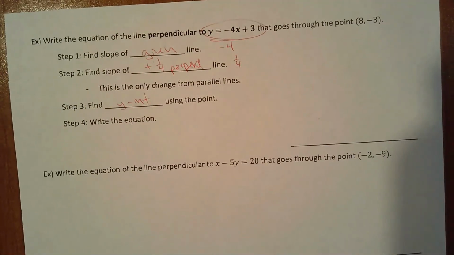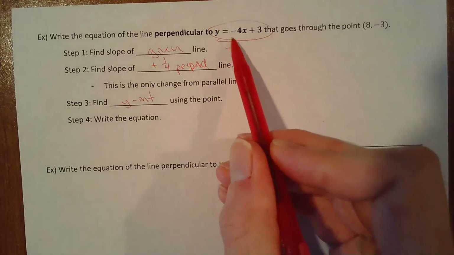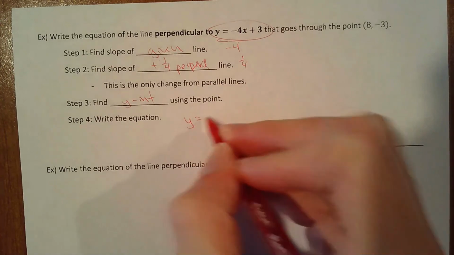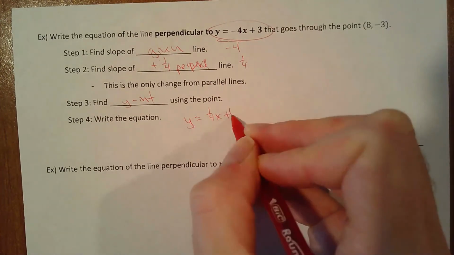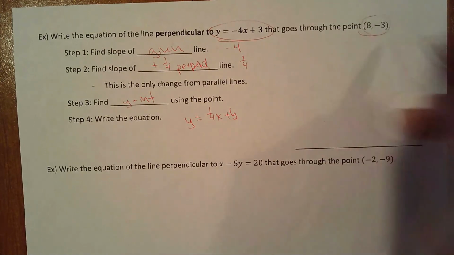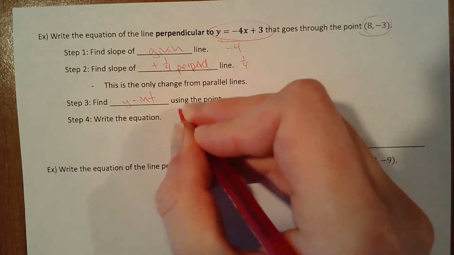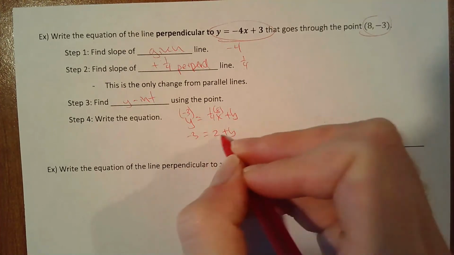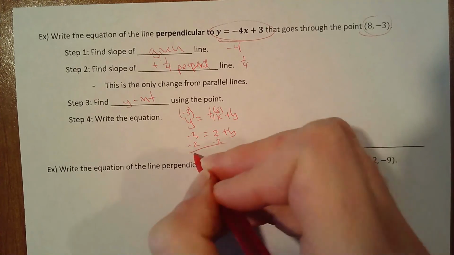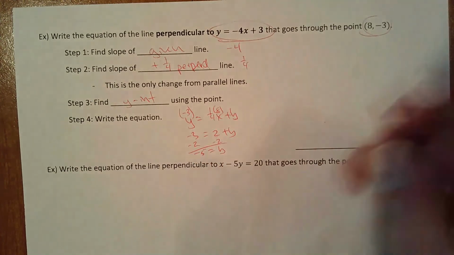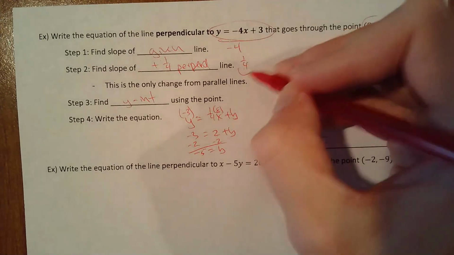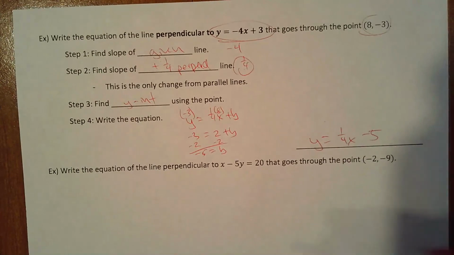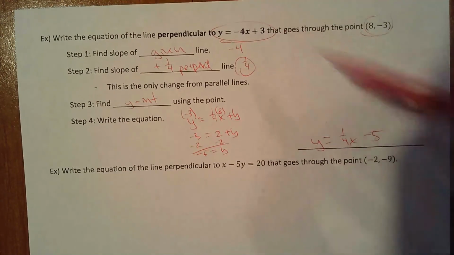If this is my given line, I want to find the perpendicular line. The perpendicular line is going to have a slope of 1/4. I don't know what the b is yet. I'm going to plug in 8 and negative 3. So 1/4 of 8 is 2. 2 plus what equals negative 3? We'll subtract 2, so I got negative 5 equals b. My slope was 1/4, my y-intercept negative 5. So that's the equation. This is the perpendicular line.